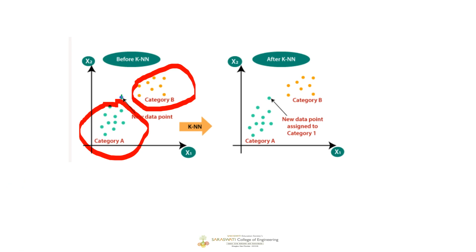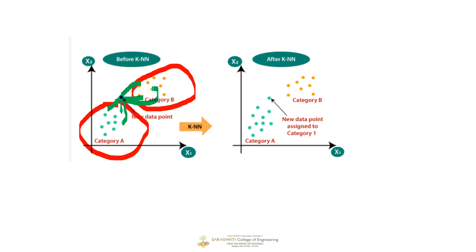That means we will calculate the distance between this blue dot and each green dot, and the distance between all the green dots and the blue dot, using any formula, Hamming distance or Euclidean. Similarly, we will calculate the distance between the blue dot and all the yellow dots.